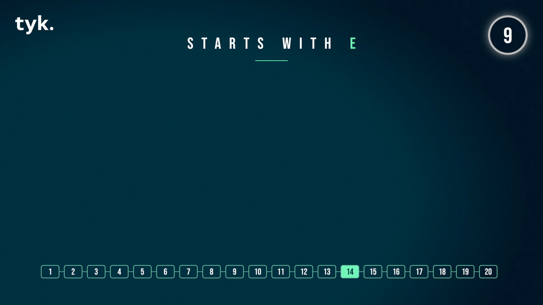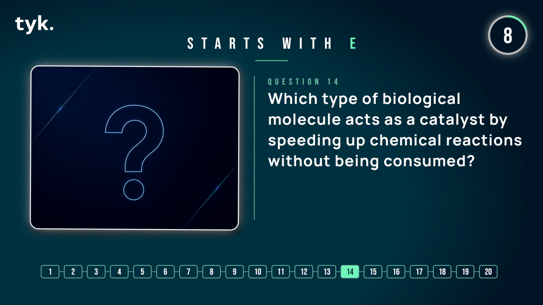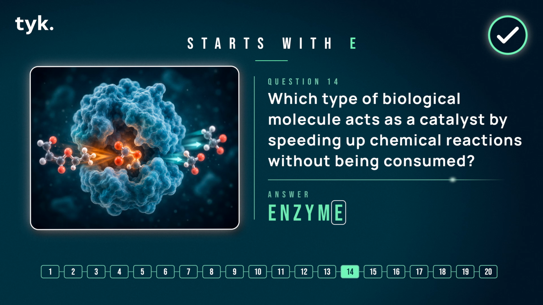Question 14. Which type of biological molecule acts as a catalyst by speeding up chemical reactions without being consumed? It's an enzyme. Some enzymes accelerate chemical reactions by billions of times, making life as we know it possible.